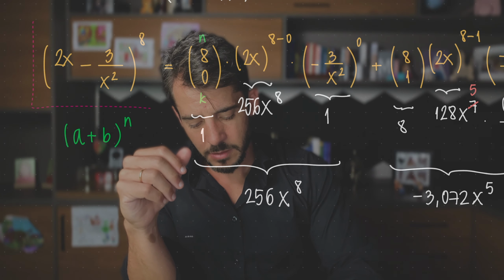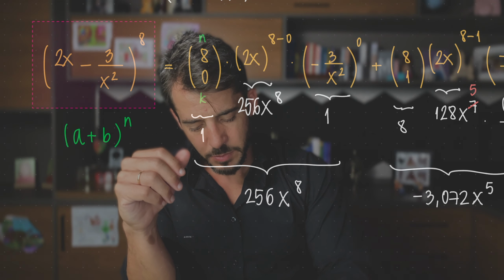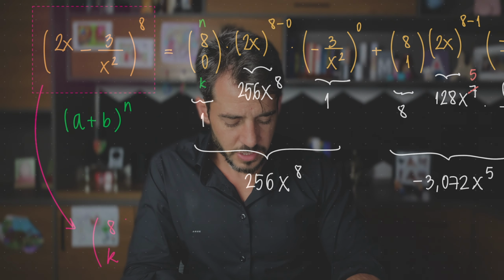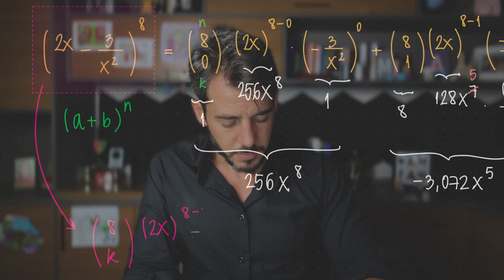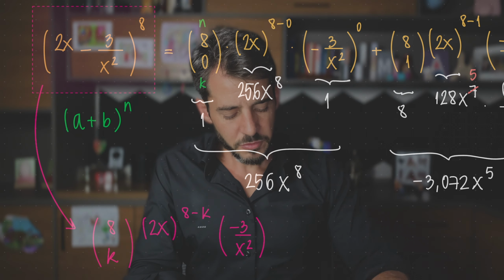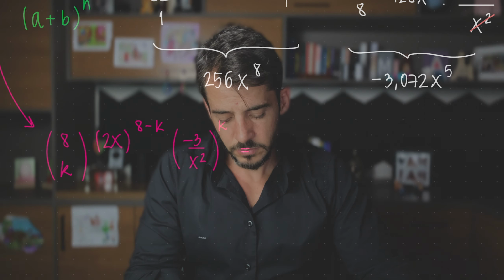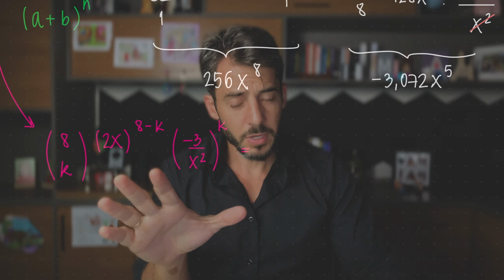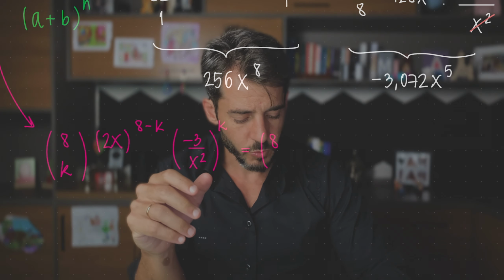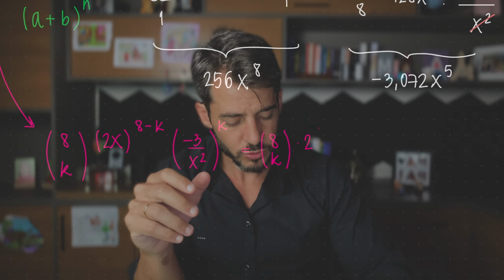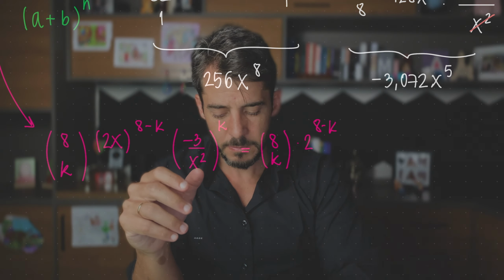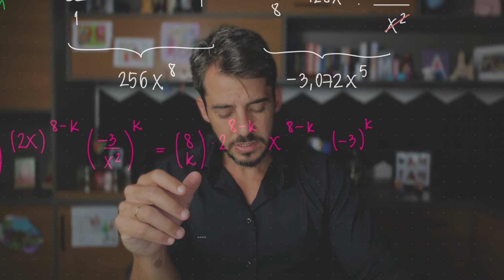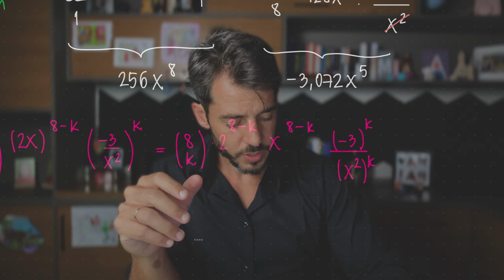Just restating something that was mentioned before, the expansion of this will involve terms that look like this. A choose k, (2x)^(8-k), times (-3/x²)^k. We're going to raise each individual number or variable to the given power. So we're going to have a choose k, which is the binomial coefficient, times 2 to the 8th minus k, times x to the 8th minus k, times negative 3 to the k over x squared to the k.